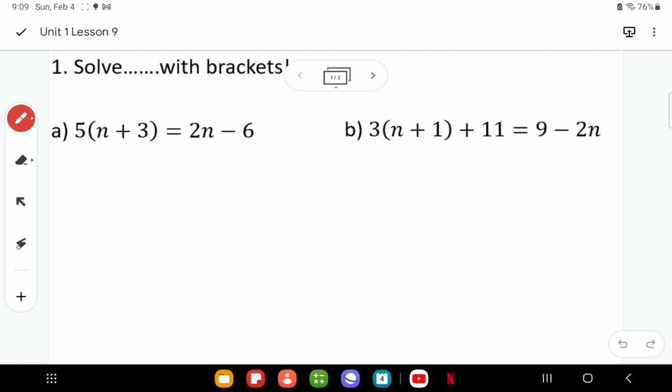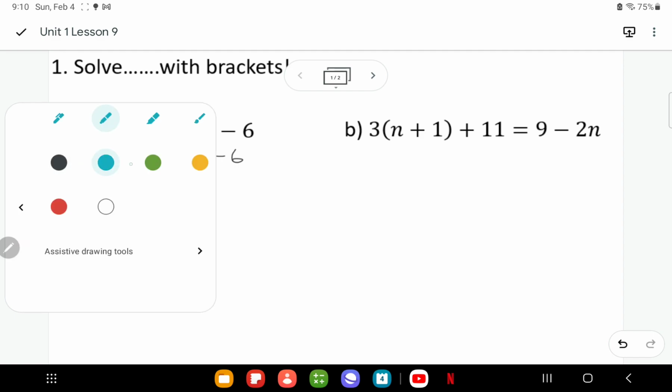So we're combining together our brackets that we have to distribute out first, as well as situations when we have variables on both sides of the equal sign. So we always want to start, if there's any brackets, we have to distribute those out first. So in A, I see a 5 out front of this bracket. I'm going to multiply the 5 into the n and into the 3. So I get 5n plus 15, and then equals on the other side 2n minus 6.